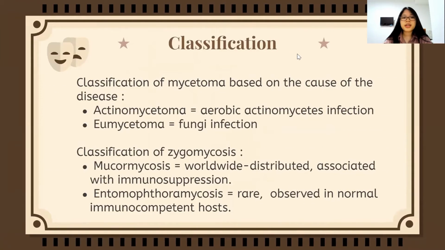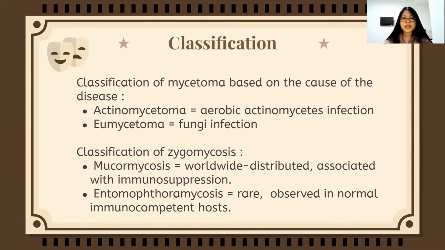The further classification of subcutaneous mycosis, based on the cause of the disease: mycetoma can be classified into actinomycetoma and eumycetoma. Actinomycetoma is caused by aerobic actinomycetes infection, while eumycetoma is caused by fungi infection. Zygomycosis or phycomycosis can be classified into mucormycosis and entomophoramycosis.